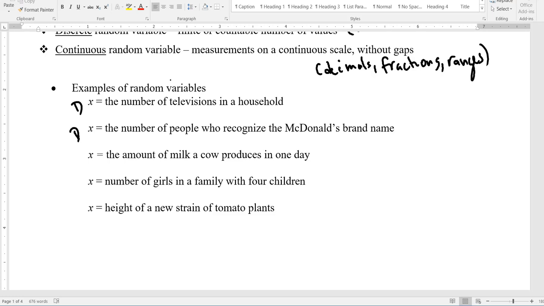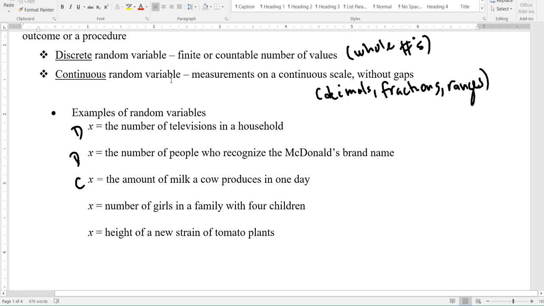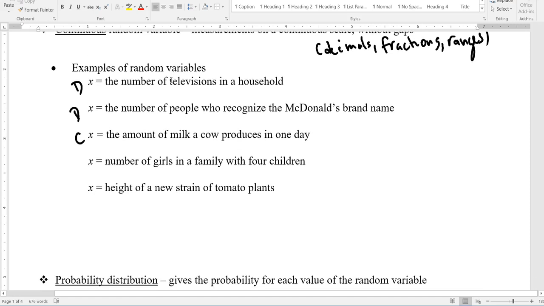The amount of milk a cow produces in one day. Well, they don't put the milk out ounce by ounce, right? There is a continuous stream or range, or decimal or fraction amount. So this is a random variable that is continuous. The number of girls in a family with 4 children. You could have 0, 1, 2, 3, 4. That is a set amount. It is finite, and they're going to be whole numbers, which makes that discrete.